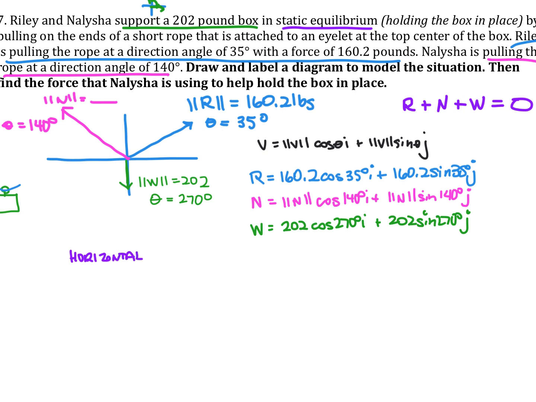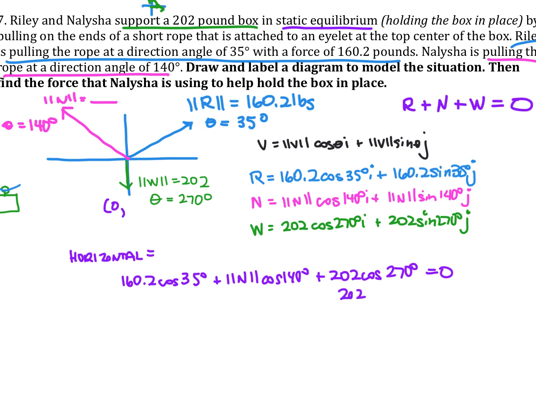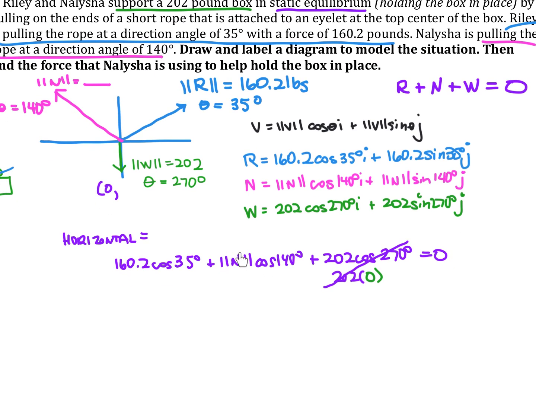So I'm going to write a horizontal equation, and that's just going to be R plus N plus W equals 0. So this is 160.2 cosine 35 degrees plus magnitude of N cosine 140 degrees plus 202 cosine of 270 degrees, and that equals 0. So one thing that I can change right away is cosine of 270 degrees. Remember that the x value is going to be 0. So 202 times that cosine of 270 is 202 times 0. So basically, this side just cancels out. So now all we need to do is solve for magnitude of N.